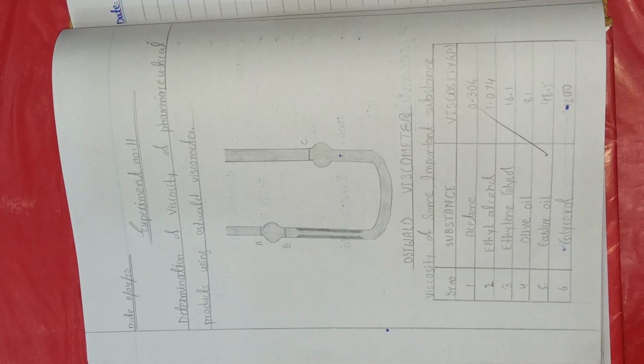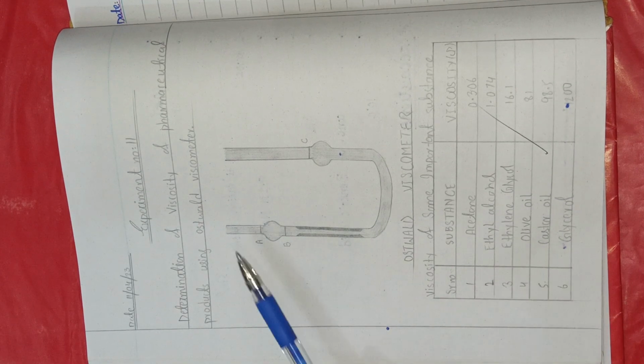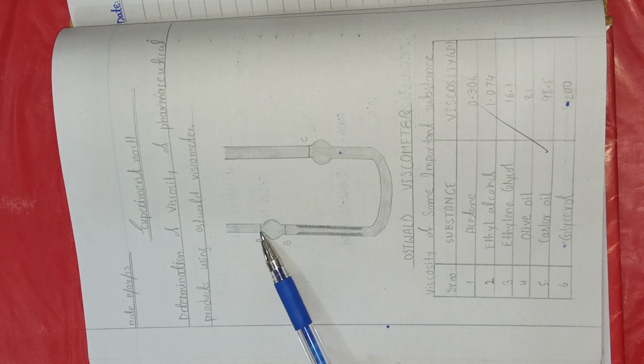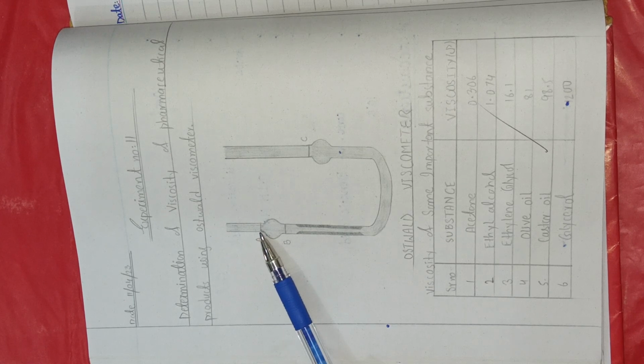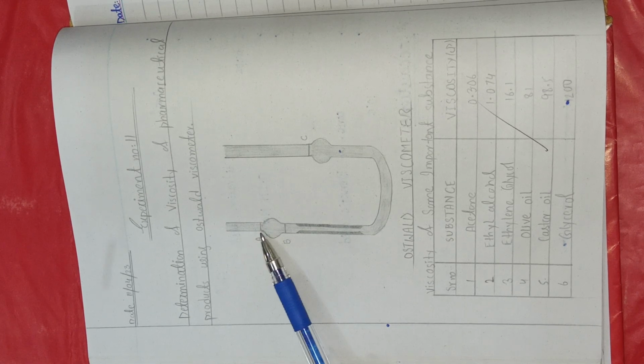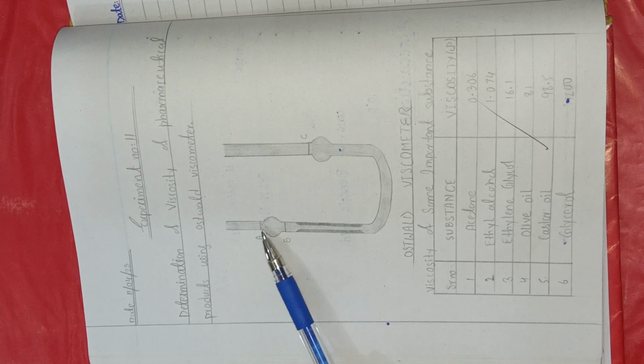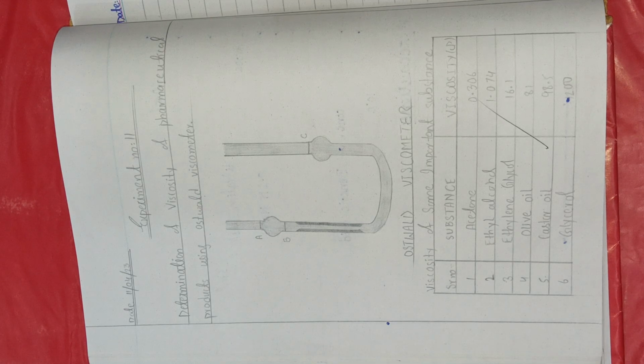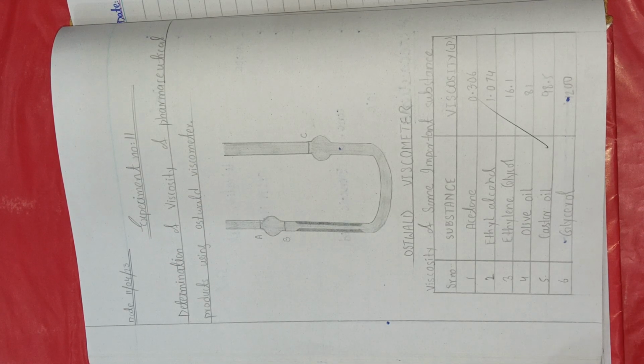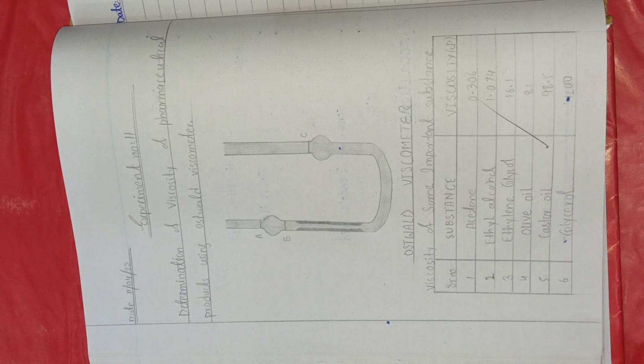When it moves down from here and reaches the point A, you will start the stopwatch, and you will notice the time the fluid takes moving from this point to this point. And similarly you will take the pharmaceutical product whose viscosity is our main desire, and you will follow the similar procedure for that compound.